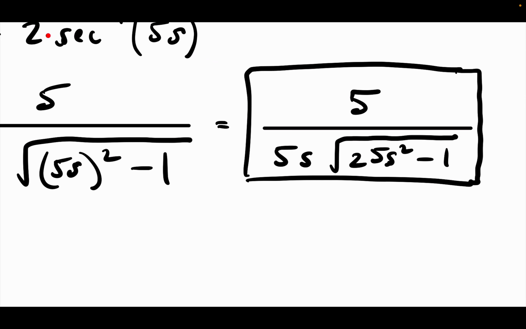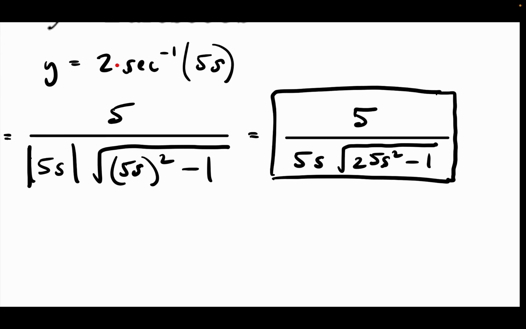If that 1 wasn't there, yeah, there'd be a pair, right? 5 squared. Or sorry, 5s. 5s would be the square root of that. But because of that, we can't. So we have to leave the bars. Yeah, good question.